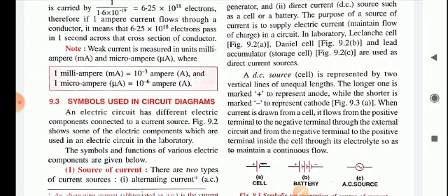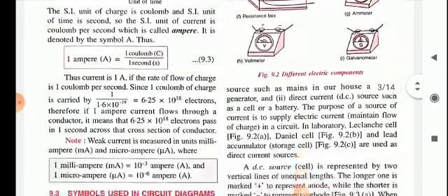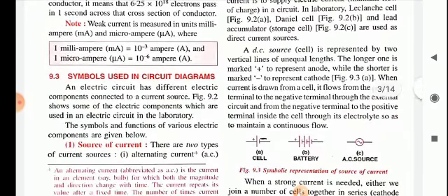We will study the symbols used in circuit diagrams. In electric circuits, we have to show various electric components such as Leclanche cell, Daniell cell, storage cell, plug key and rheostat, resistance box, ammeter, voltmeter and galvanometer. The symbols and functions of various electric components are given below.